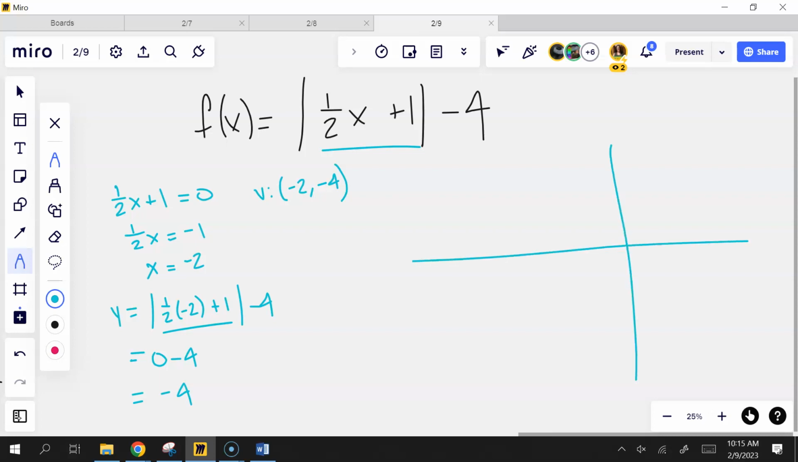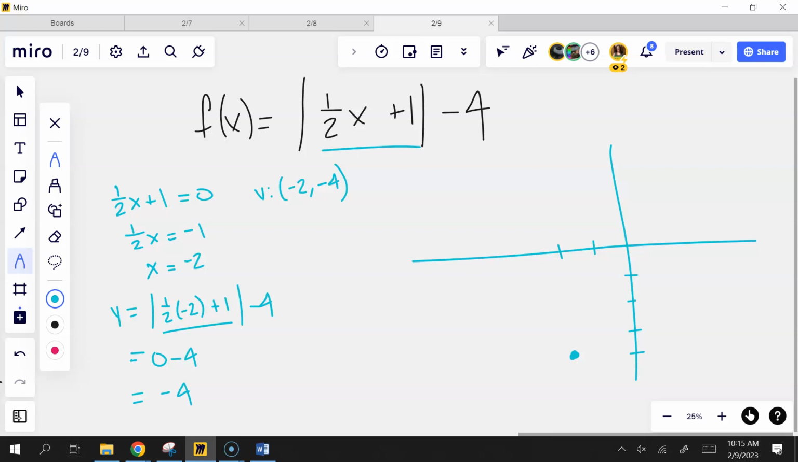All right, so I'm going to put that point on here. -2, -4. Y'all okay? Now we need another point. Call it an easy point if you want to, whatever you want to call it. Stick close to the vertex. You don't have to, but it's easier if you stick close to the vertex.